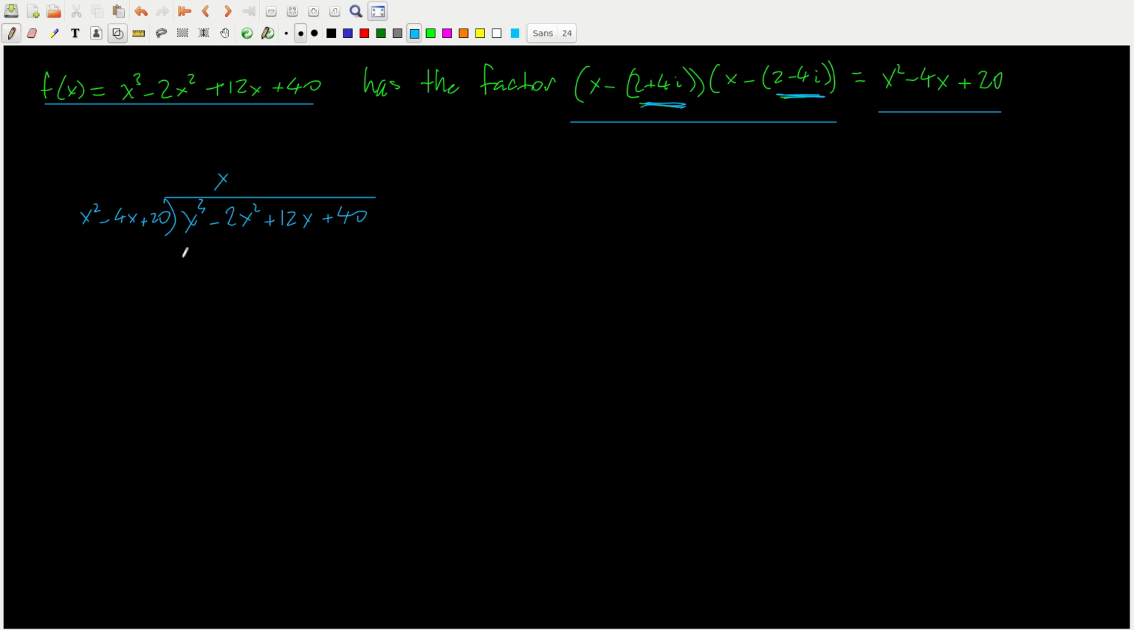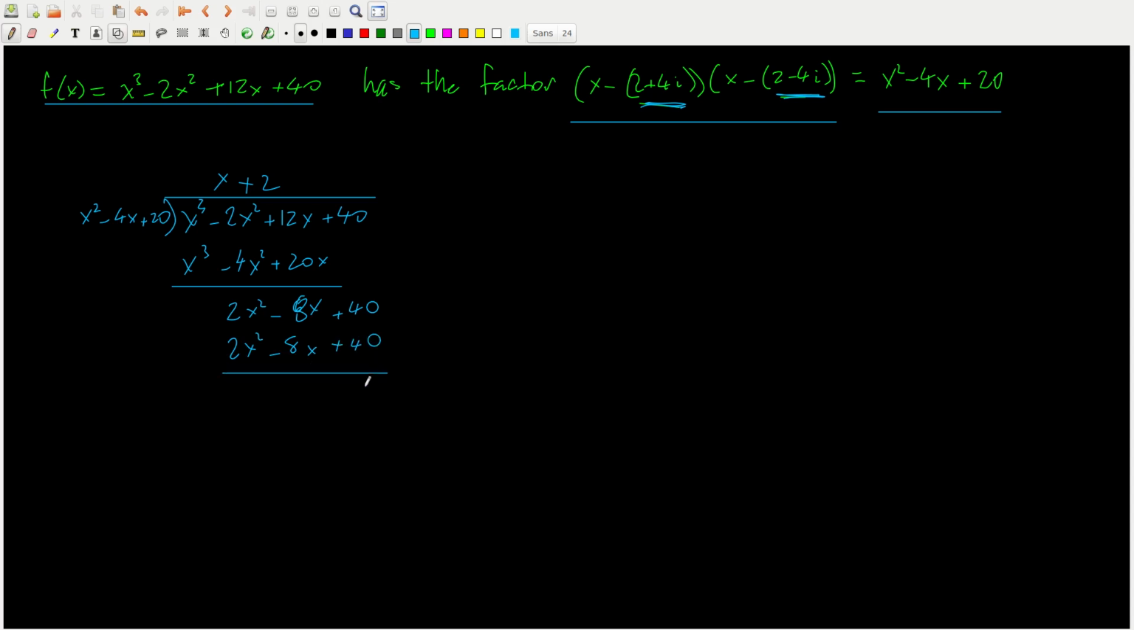I'm going to multiply this x in. We'll get x cubed minus 4x squared plus 20x. And we cancel that, and we're going to be left with 2x squared minus 6x, minus 8x. And then I'm going to drop the 40 down, and then I'm going to multiply everything by 2. That gives us 2x squared minus 8x plus 40.